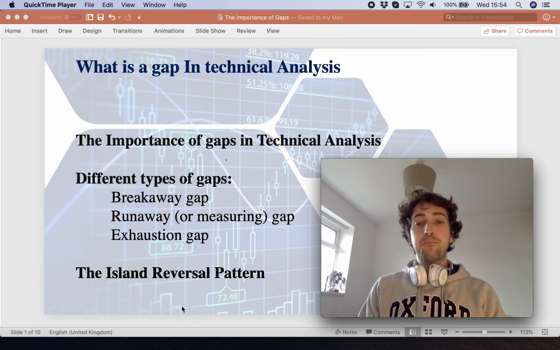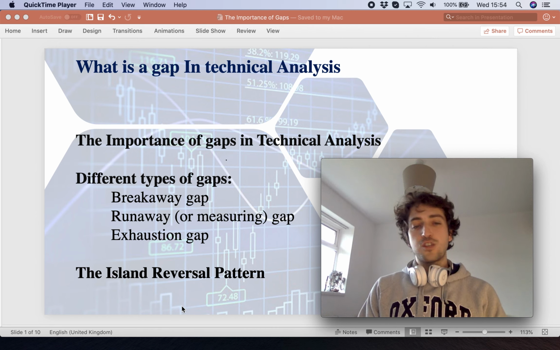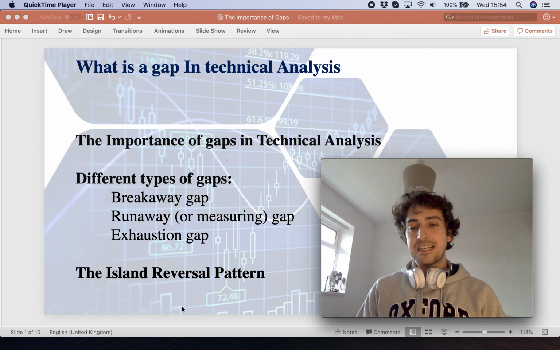I will be talking about gaps in technical analysis. I will try to explain to you in an easy way, and with some examples, the importance of gaps and the different types of gaps. First of all, just a quick understanding of gaps. Why are gaps so important?